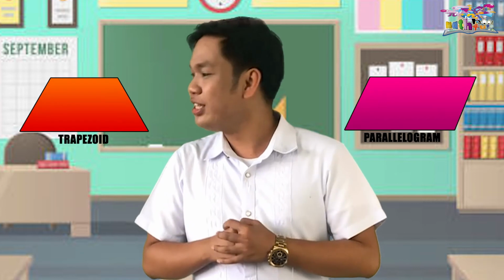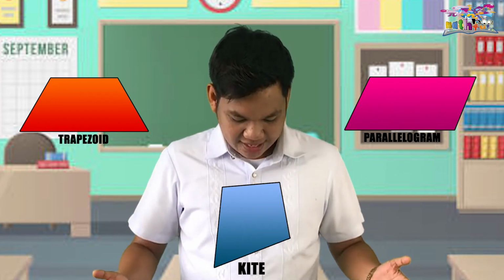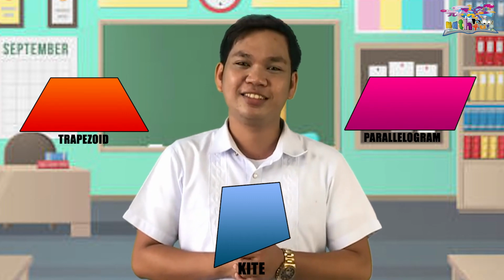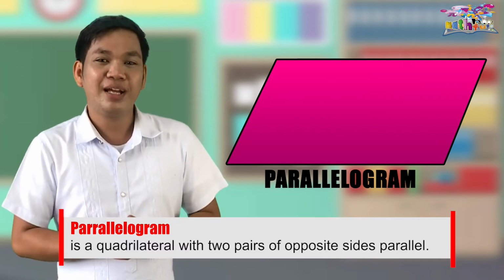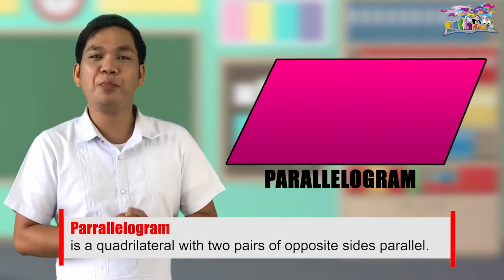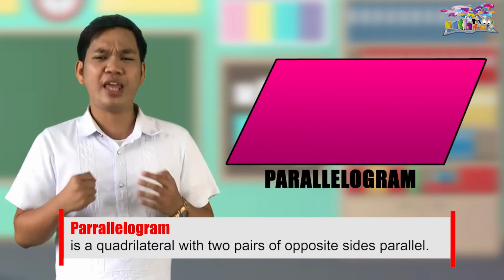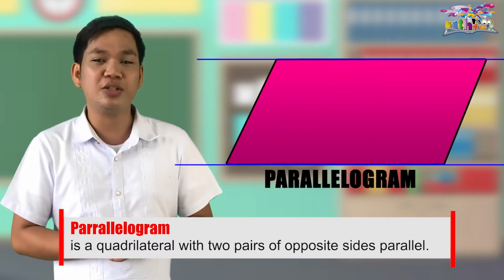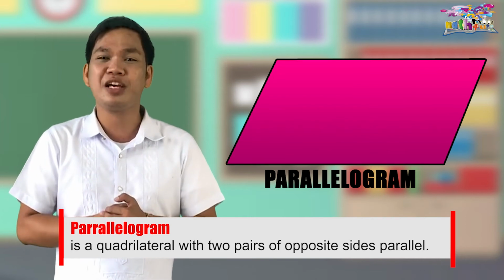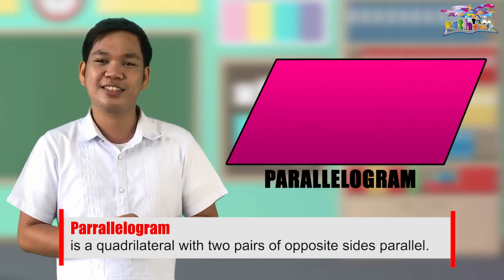Parallelogram, trapezoid, and kite are the main types of quadrilateral. A parallelogram is a quadrilateral with 2 pairs of opposite sides parallel, meaning whatever extension we make to the opposite sides of a parallelogram, they will not meet or intersect.